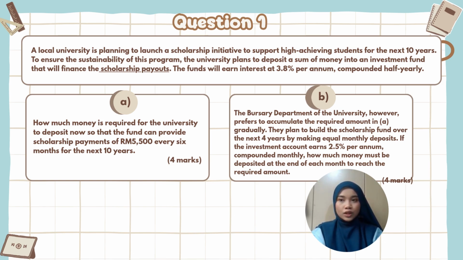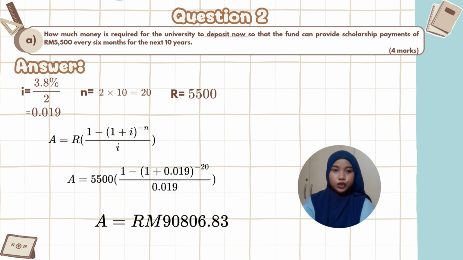Annuity is a series of usual equal payments made at equal intervals of time. First of all, for this question, we need to identify first, is it a future value or present value? For question A, it is a present value because of a deposit now as a keyword. From the question, they have some important information such as i equals 3.8% over 2, which is 0.019, and 2 multiplied by 10, which is 20, and R is 5,500. We will use the formula of A equals R(1 minus (1 + i)^-n) over i.